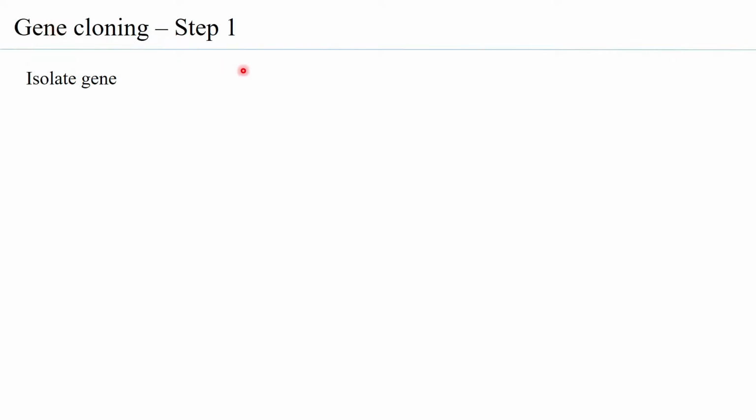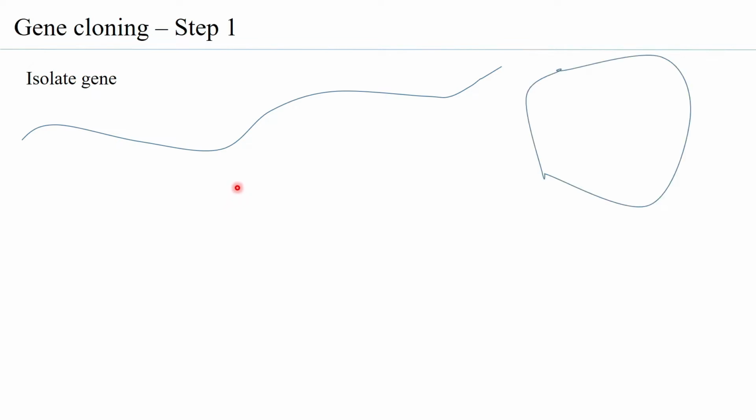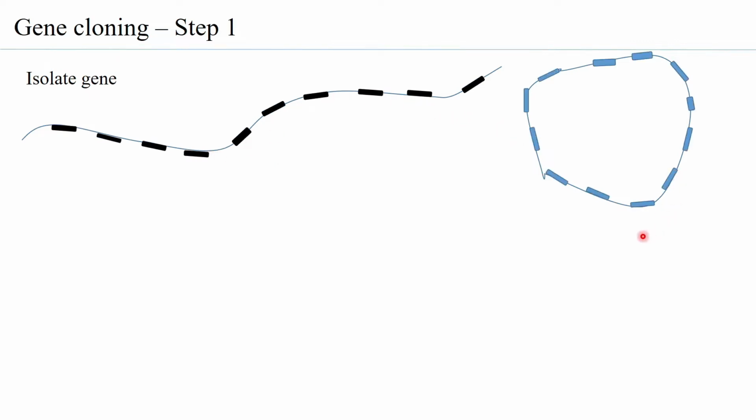So, step one of gene cloning is to isolate the gene. Now, suppose you consider you have a long linear DNA that has been obtained or purified from either a bacteria or a plant or an animal cell, or one has a bacterial closed circular DNA, okay, then this DNA would have several genes within it.